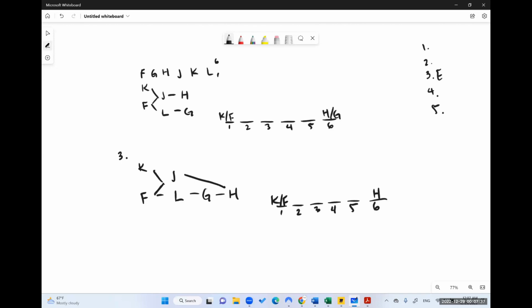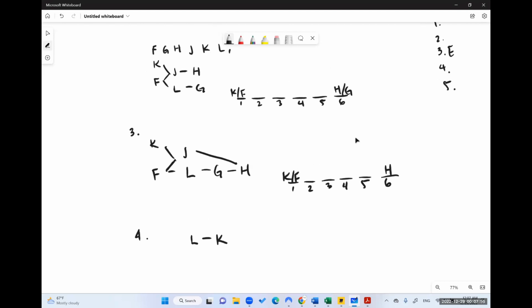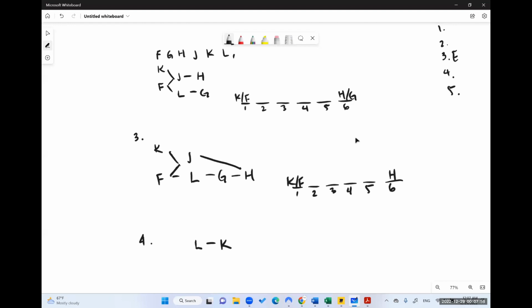Okay, moving on to the next if question, which is number 4. Number 4 says, if L is earlier than K, which one of the following could be true? So again, I'm starting out with my chain diagram. So L is before K. And I'm going to use that same exact linking strategy we talked about, right?